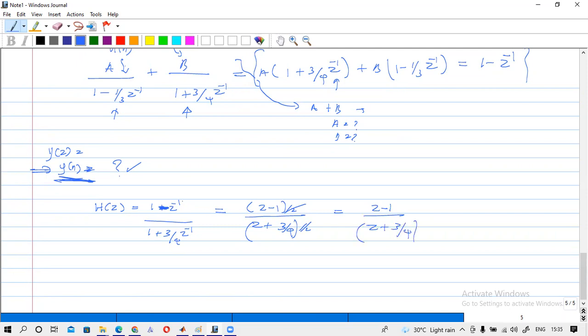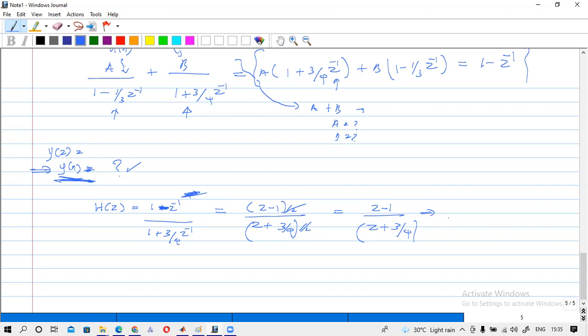Is it okay now? I just get the reciprocal. Here you have 1 minus 1 by Z, so you can get a common denominator. You have Z minus 1 over Z here, and here you can get Z plus 3 by 4 over Z. Then Z cancels out. So you will get this one. Now you can find the poles and zeros.